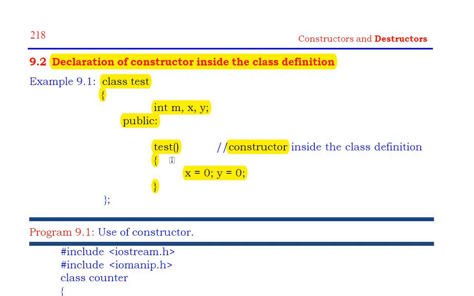This body of the constructor is created inside the class body. The class body is closing here. So before closing the class body, the constructor body is created. You can notice test is the function name and test is the class name also. Because this test function has the same name as the class name, this function is called a constructor function. So this is the example of how to create a constructor.